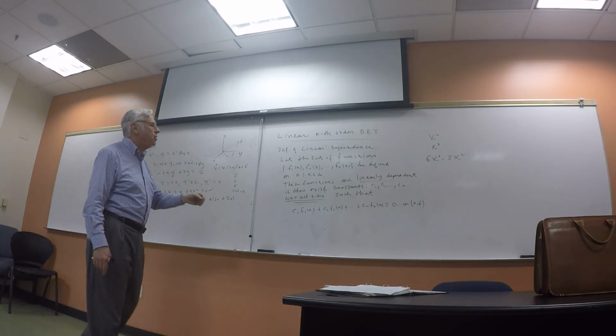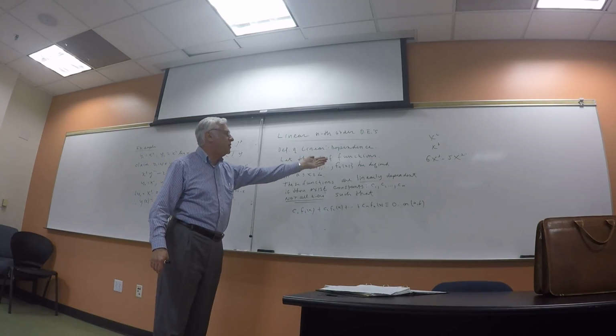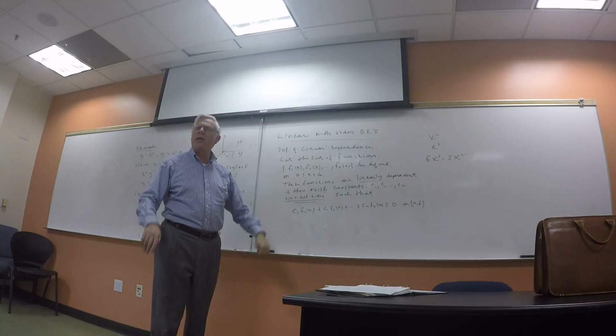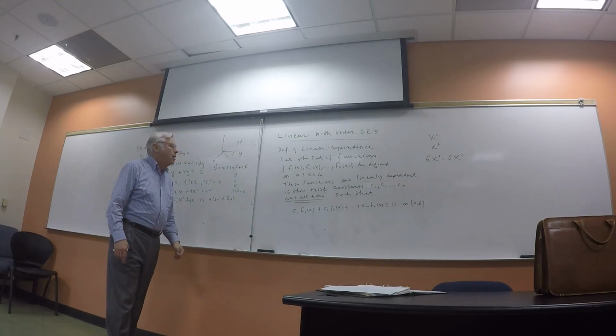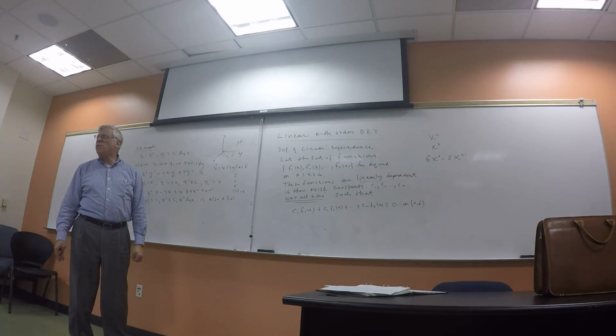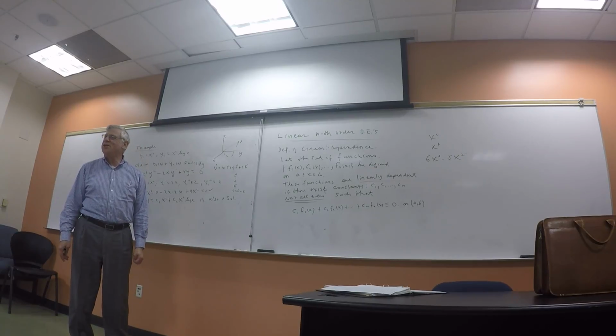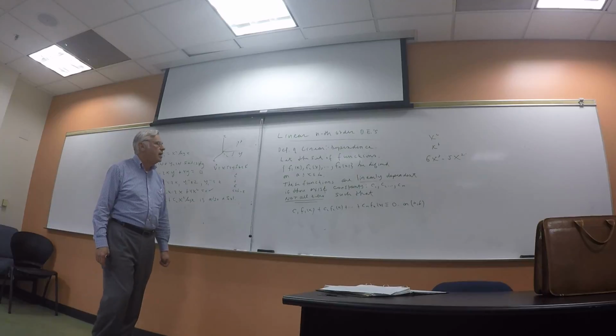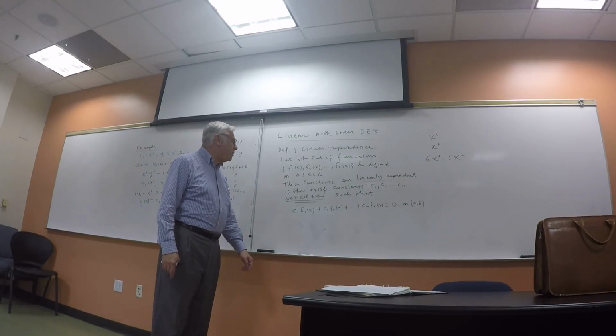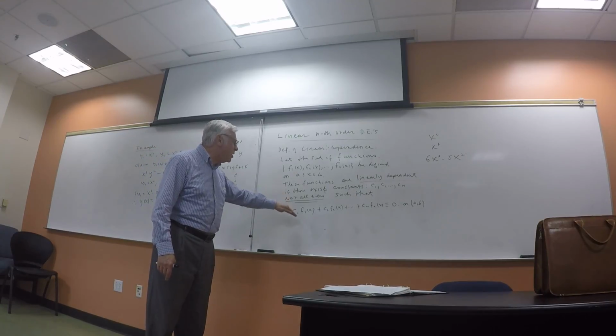So we have a set of functions, f1 of x, f2 of x, down to f sub n of x. They're defined on some interval a, b. Why do I say that? Because if you had the square root of 1 minus x squared, that's not defined when x is greater than 1, right?